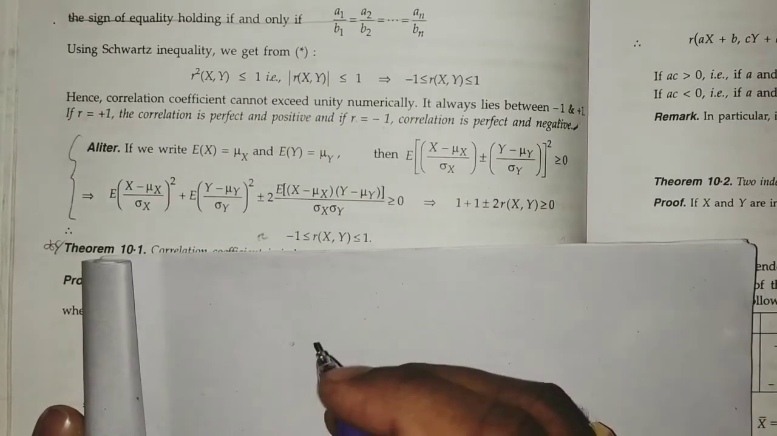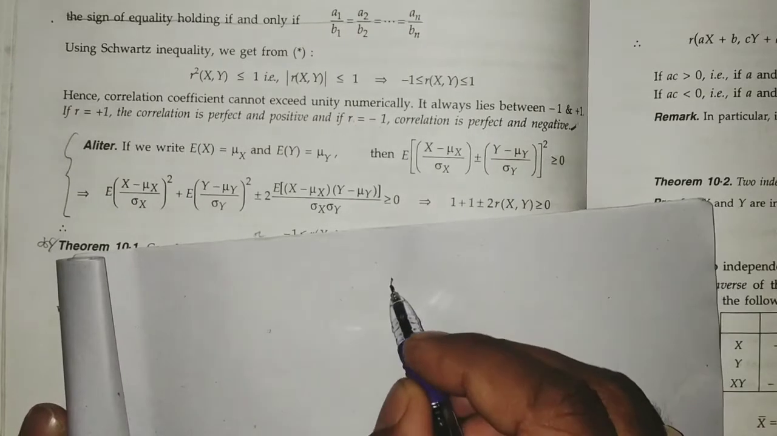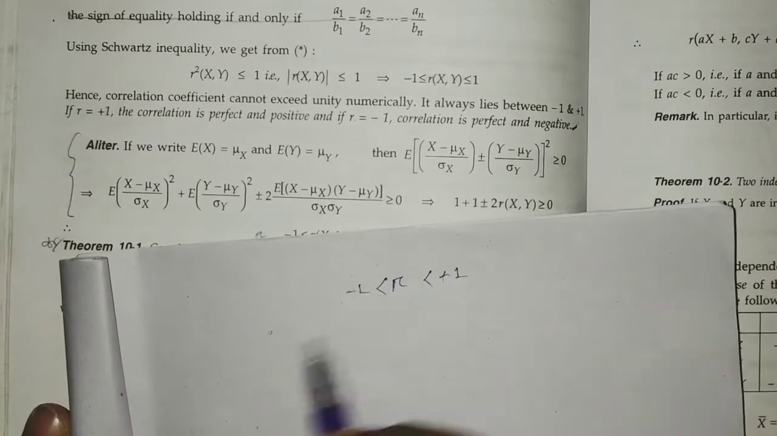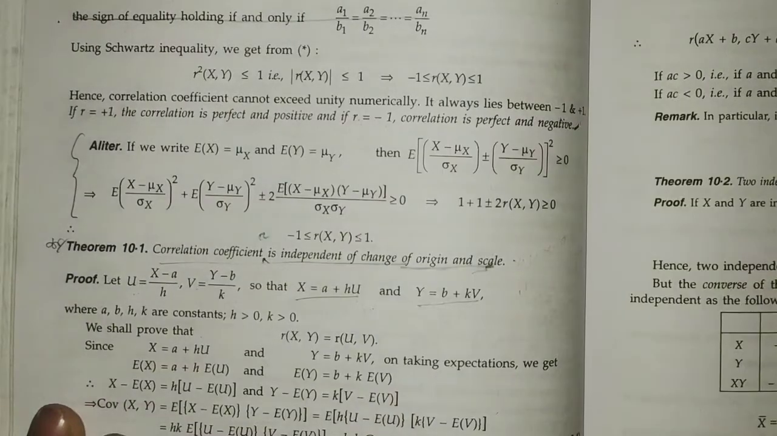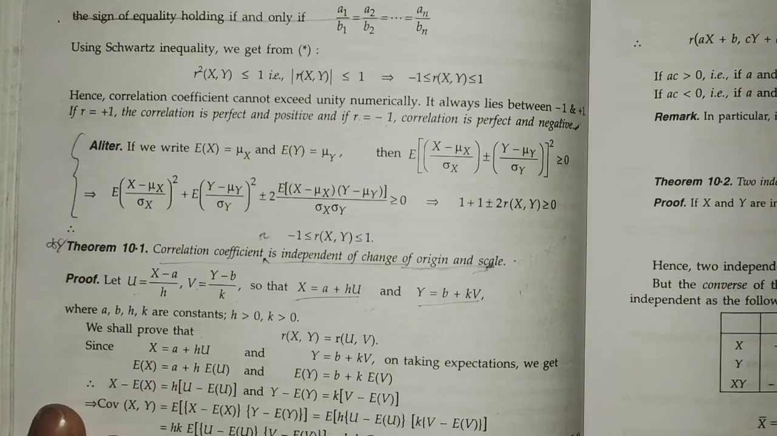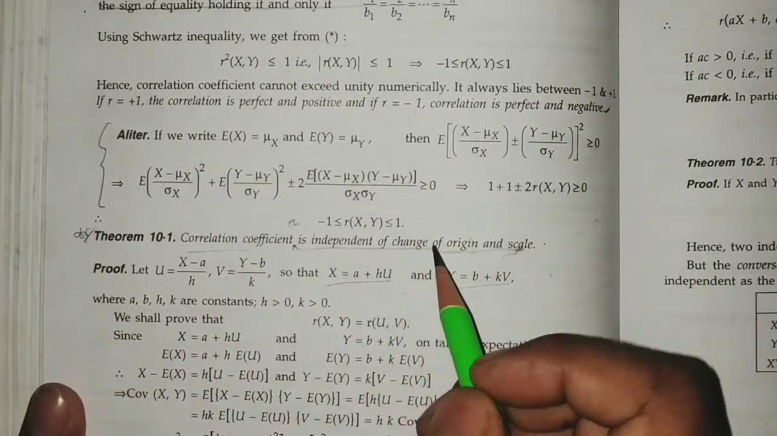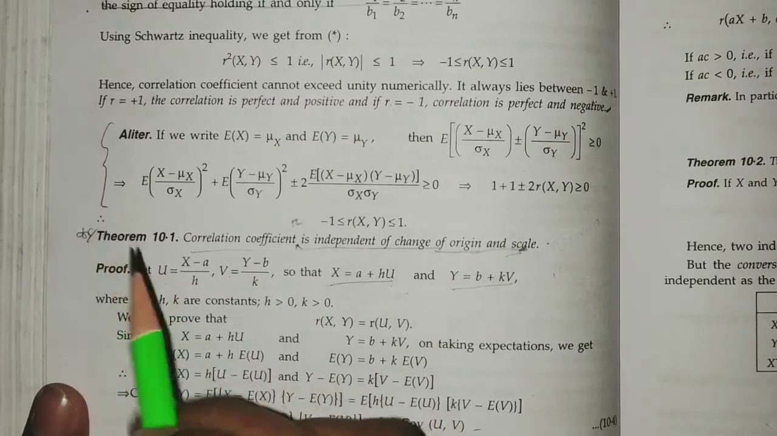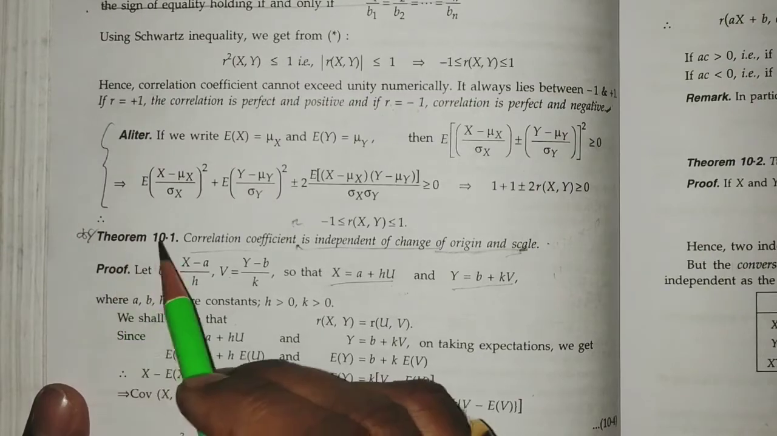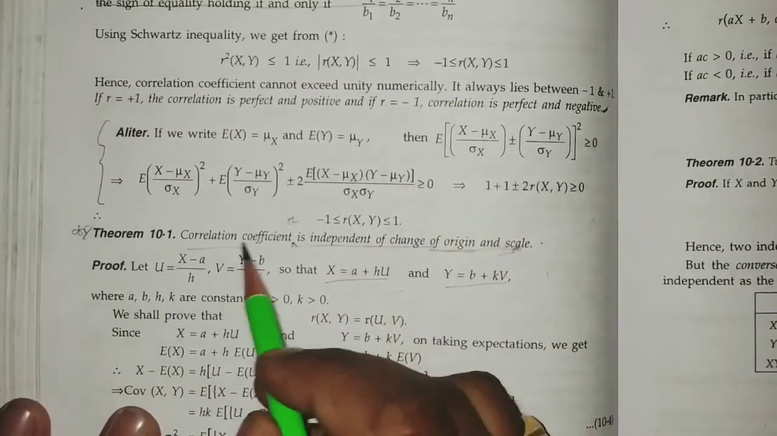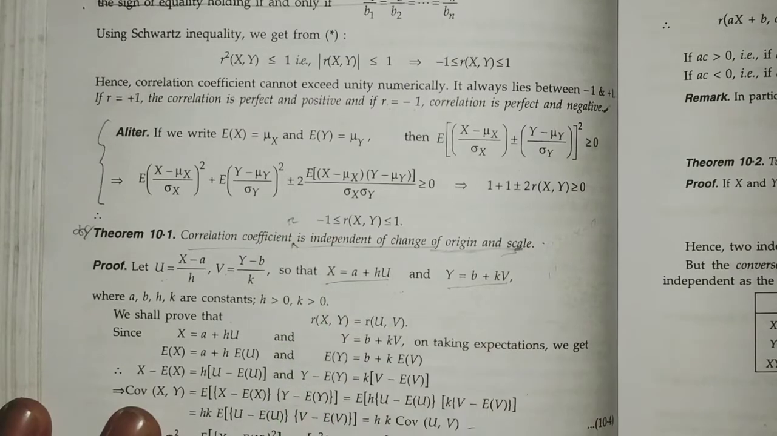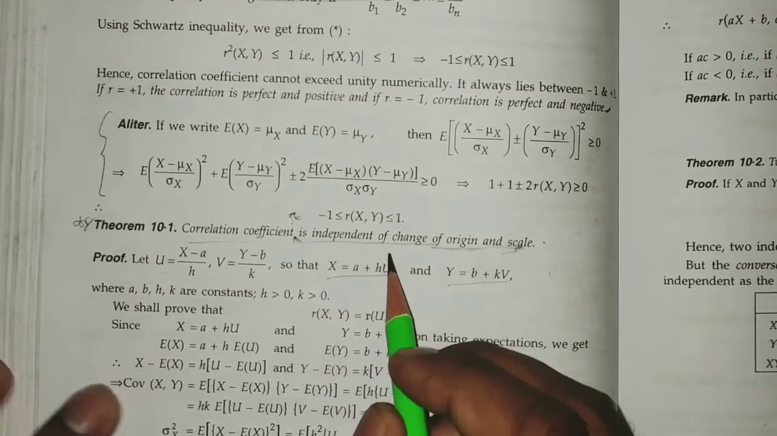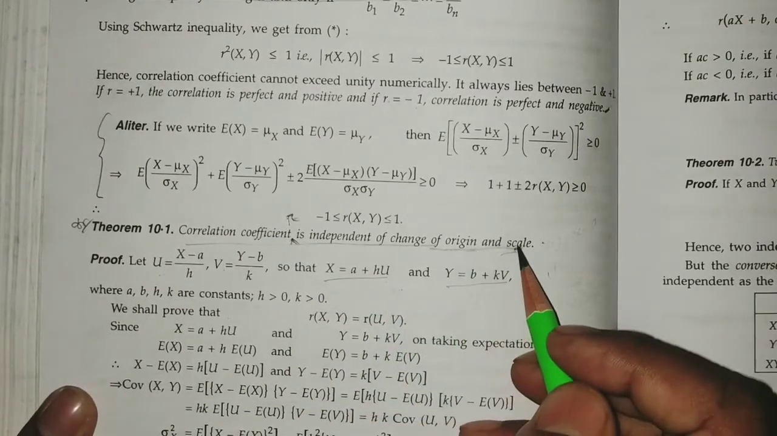So here we found that the correlation coefficient will be in between minus 1 and plus 1. Okay, then we are going to go for a theorem which is important to solve the numericals. In the book it is theorem 10.1. You just write down in your note as theorem 1. What is it? The correlation coefficient, that is your small r, is independent of change of origin and scale.